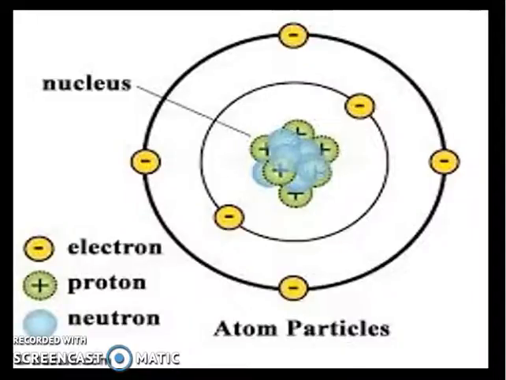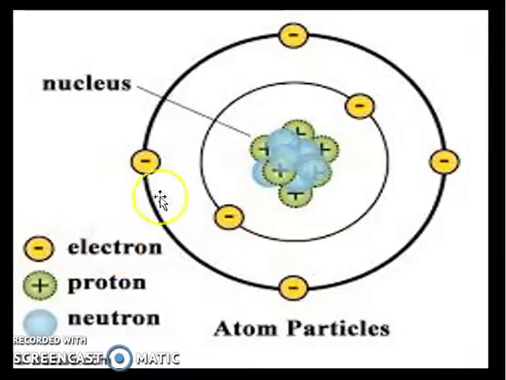So first, let's look at a diagram. We can see here, this is the nucleus in the center, just like in a cell. The ones that have nothing on them, these little blue ones, are called neutrons. Okay, those are the largest particles. They're found in the nucleus, along with these positive charged ones called protons. So protons and neutrons are in the nucleus.